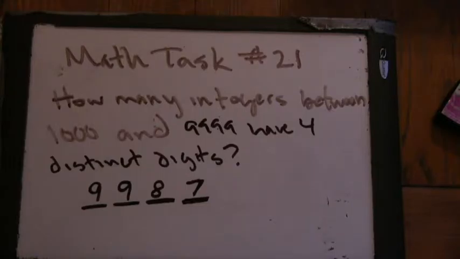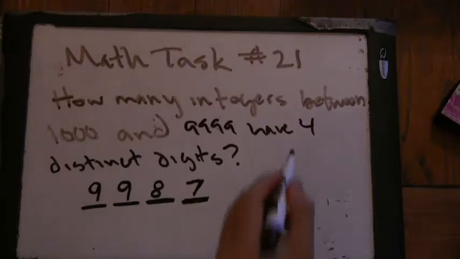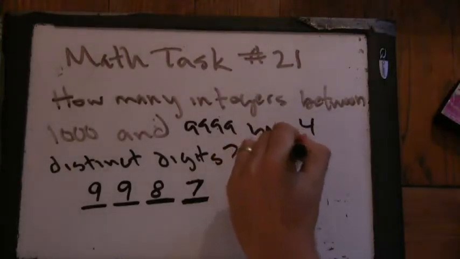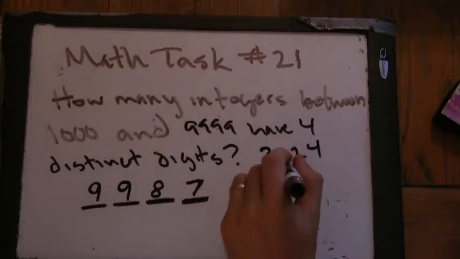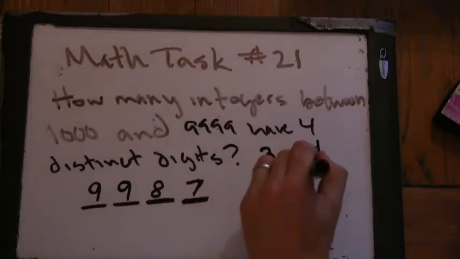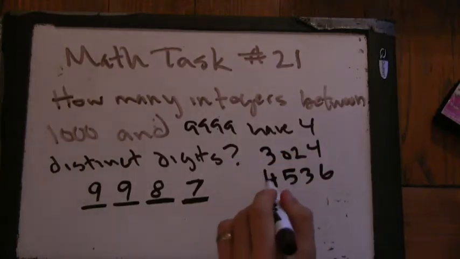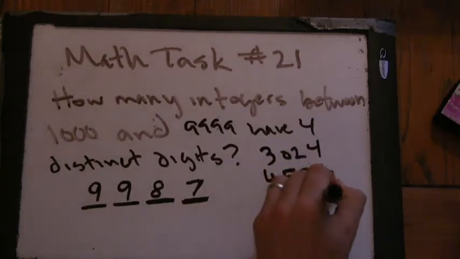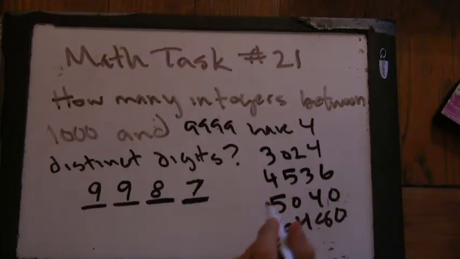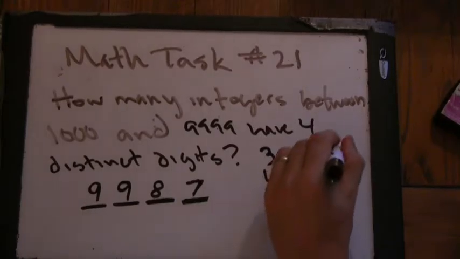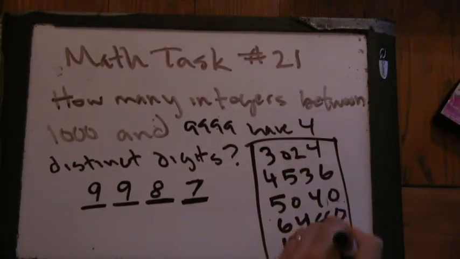Actually, since the AMC8 is multiple choice, I'm going to tell you what the choices are: 3024, 4536, 5040, 6480, and 6561. Those are what the 5 choices were.